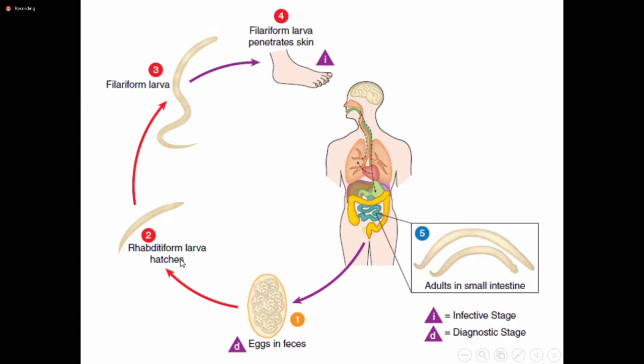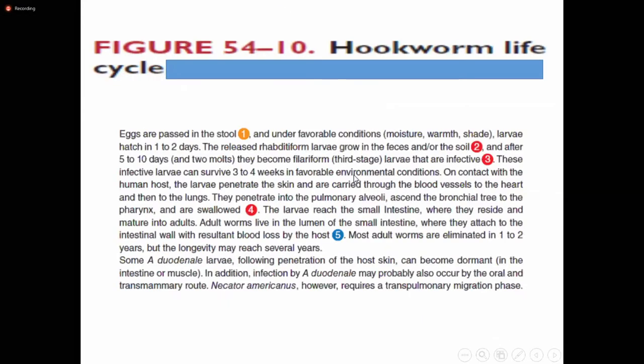From the eggs, you get larvae, which hatch in the soil, and are called rhabditiform larvae. These rhabditiform larvae will mature to filariform larvae. These filariform larvae have the capability of invading the skin, and they migrate in the skin and then migrate in the body, and they can reach the systemic circulation.